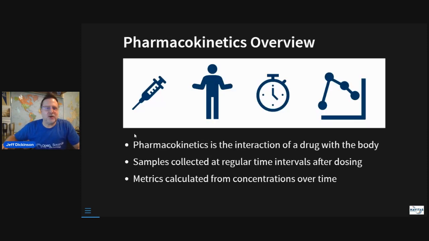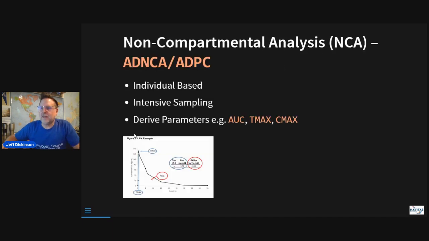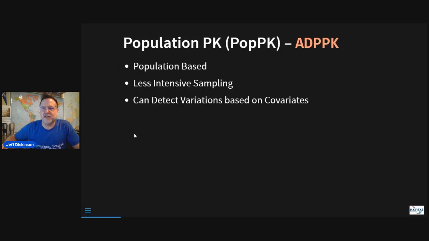So, quick pharmacokinetics overview. PK is the interaction of a drug with the body. Generally, samples are collected at regular time intervals after dosing, and then metrics are calculated from these. And there are two main types of modeling: non-compartmental analysis and population PK. For non-compartmental analysis, this is individual based. It has intensive sampling, and this is where we derive parameters like AUC, Tmax, and Cmax, like with a typical PK curve as shown there.